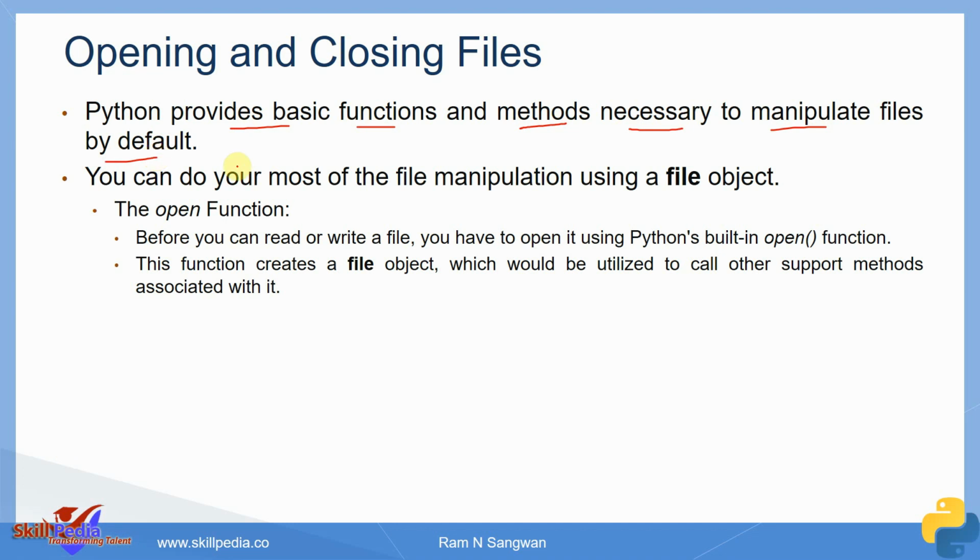You can do most of the file manipulation using a file object. The open function. Before you can read or write a file, you have to open it using Python's built-in open function. This function creates a file object which would be utilized to call other support methods associated with this file object.